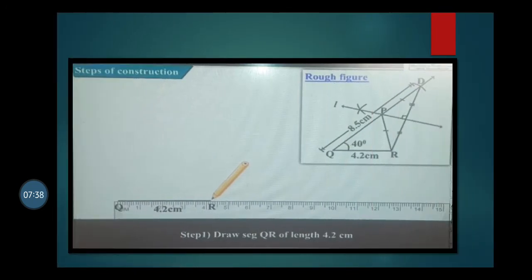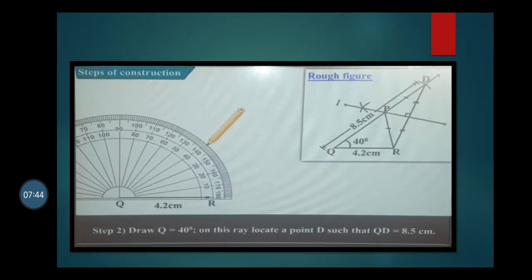Steps of construction. Step number 1. Draw seg QR of length 4.2 centimeter. Step number 2. Draw measure angle Q as 40 degree on this ray. Locate a point D such that QD is equal to 8.5 centimeter.